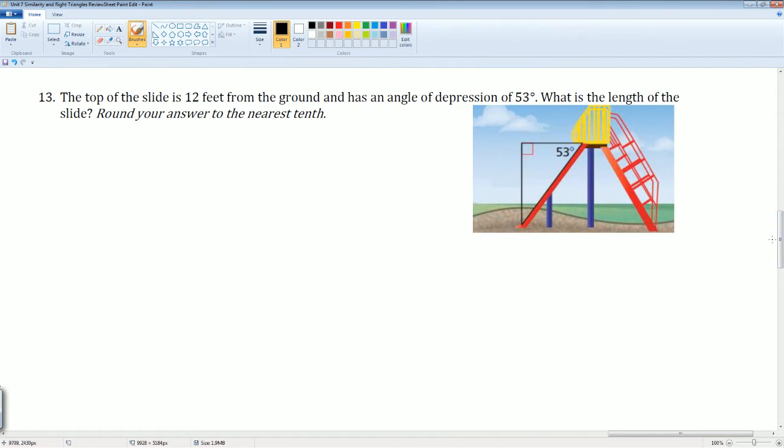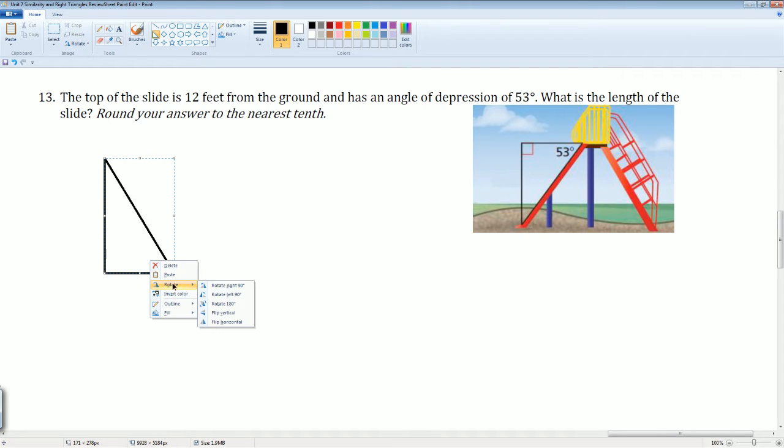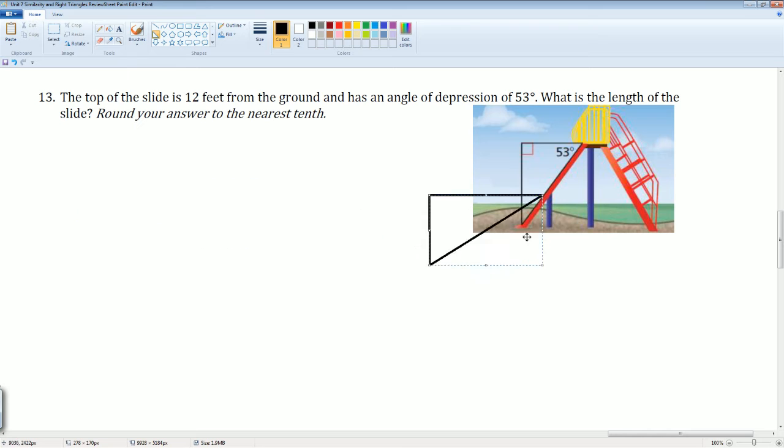The top of the slide is 12 feet from the ground and has an angle of depression of 53. What is the length of the slide? Round your answer to the nearest tenth. Let's start by drawing a right triangle. Let's rotate this so you can match it. Okay, so it looks like that.